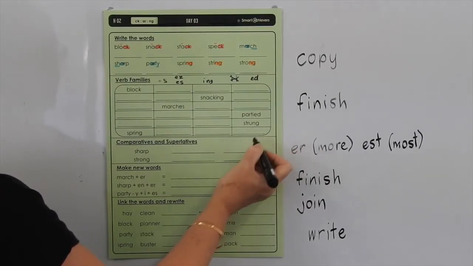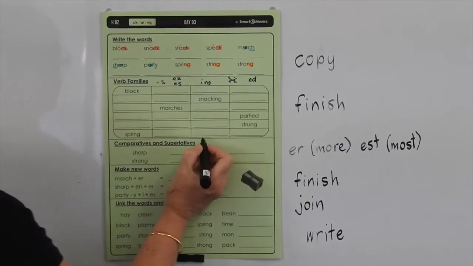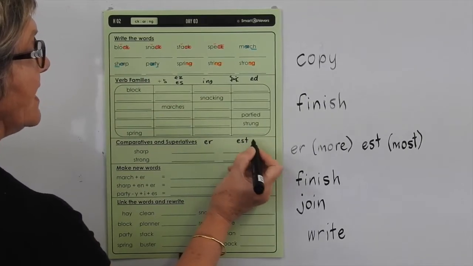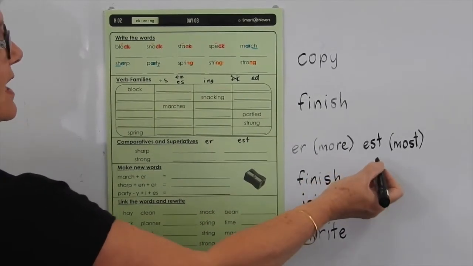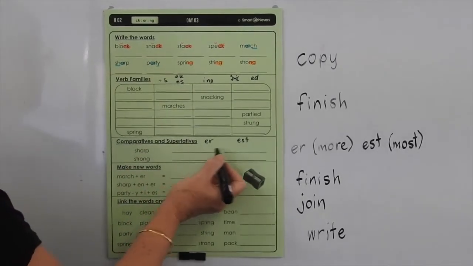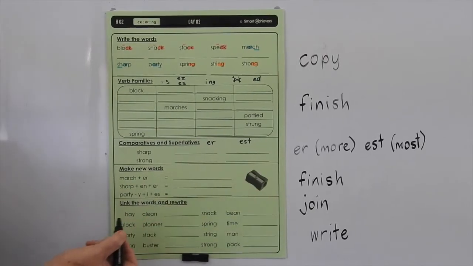Should be sprang. So we've got comparators and superlatives where we add the er or the est to make it say er means more and est indicates the most. So you'd have sharp, sharper, sharpest, strong, stronger, strongest.